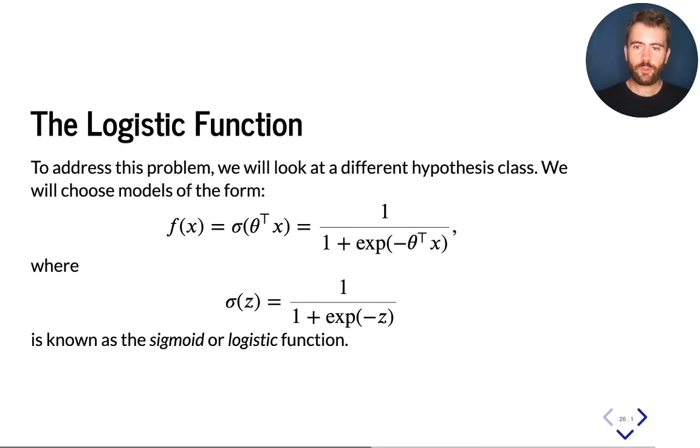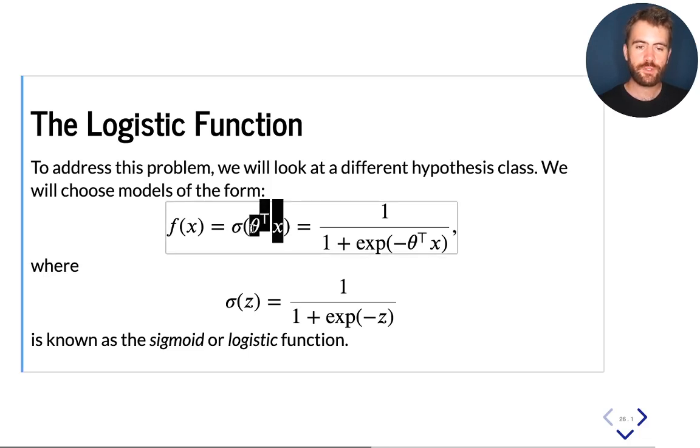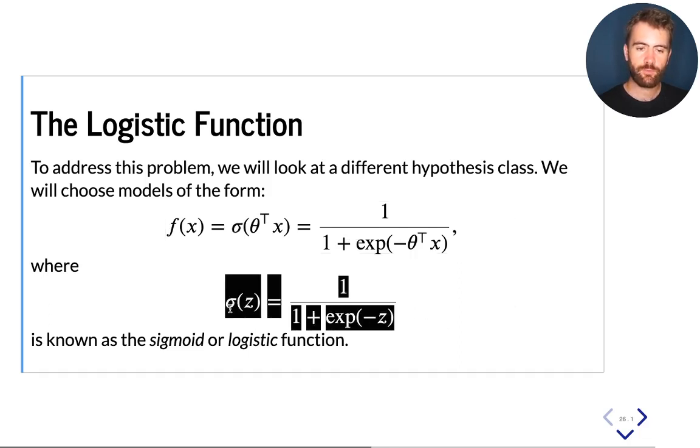In this video, we're going to look at a different kind of model F that connects inputs and targets. And this model will have the following form. Here, our model F is going to be a function sigma of theta transpose x. So what you see here, theta transpose x, is our linear model, and now we are going to feed the output of this linear model into this function called the sigmoid or logistic function, which has this form.